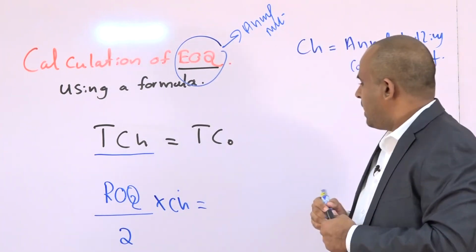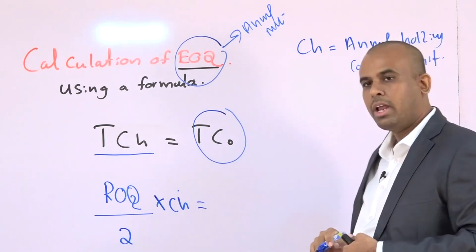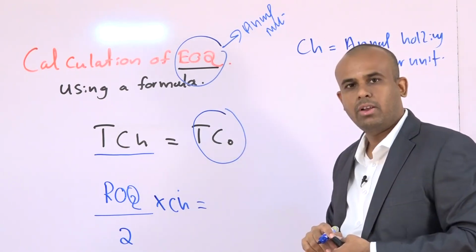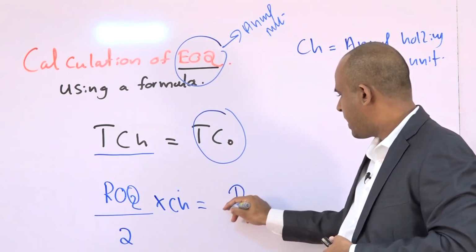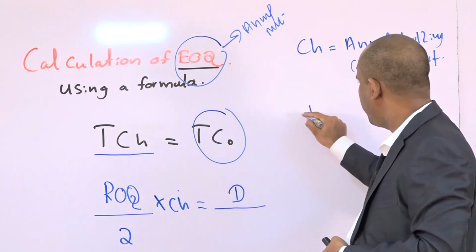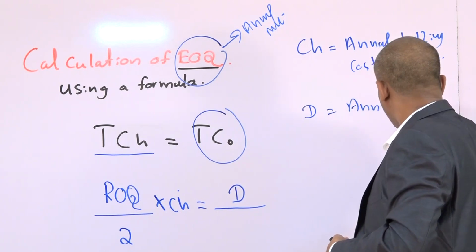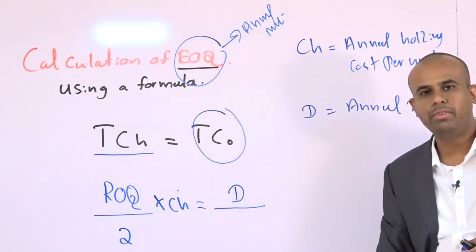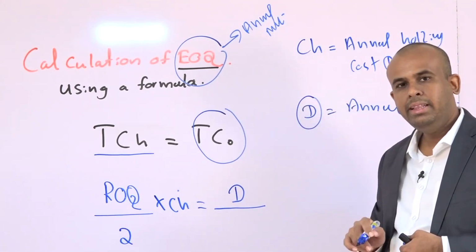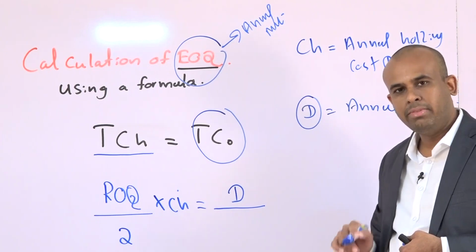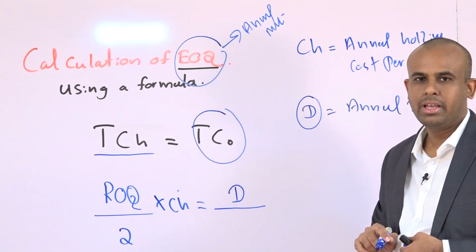Okay. Then how are you going to calculate the total holding cost? How are you going to calculate the total ordering cost? Putha, total ordering cost, how do you calculate? D. What's D for? Annual demand. Don't just say demand. You have to say it is what? Annual demand. In the exam, if the examiner has given the monthly demand, you need to multiply that by 12 and calculate the annual demand.